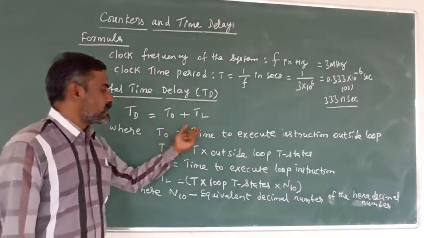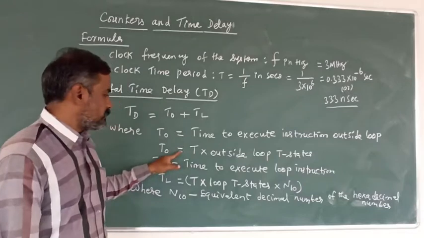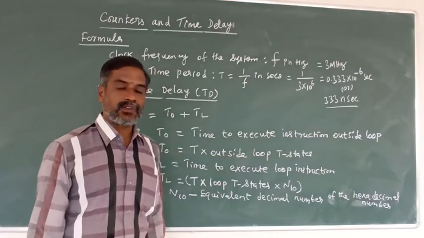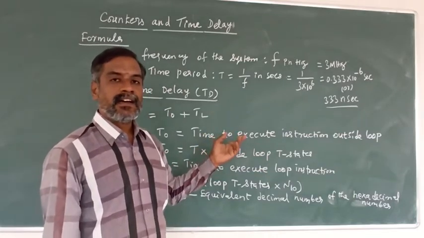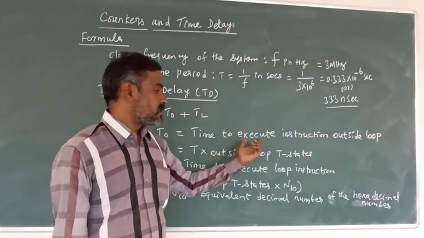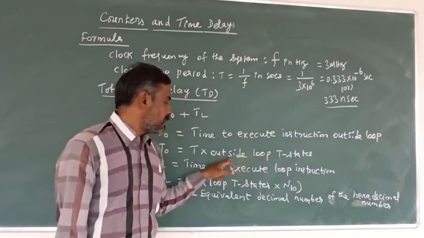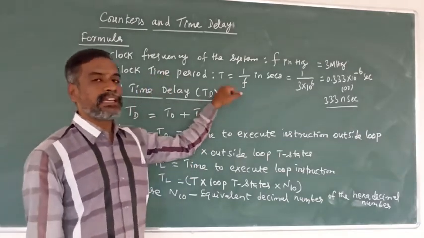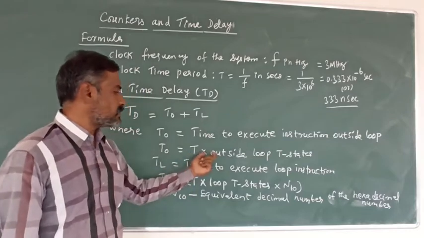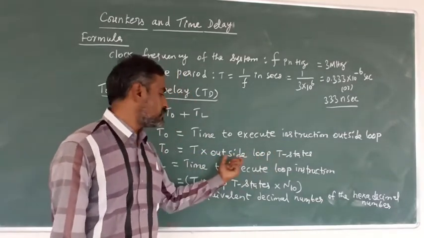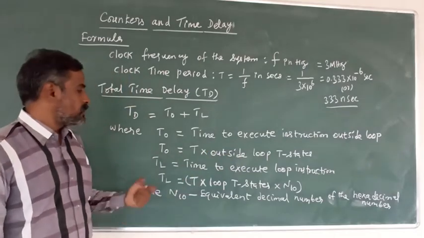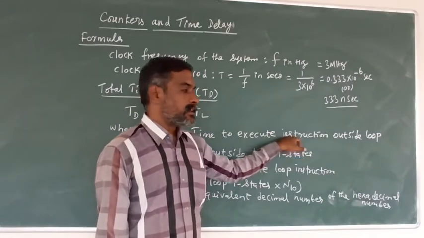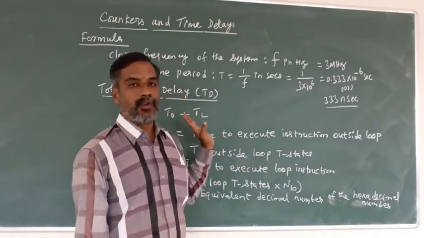How to calculate it? The formula for TO: to calculate the outside loop instructions' total T states, multiply with T, where T is the time period. Time period into outside loop T states. Multiplying these two, we get the total time period of the instructions to execute the outside loop.